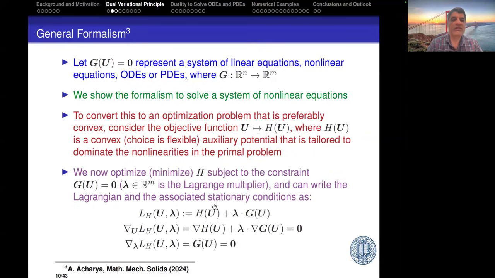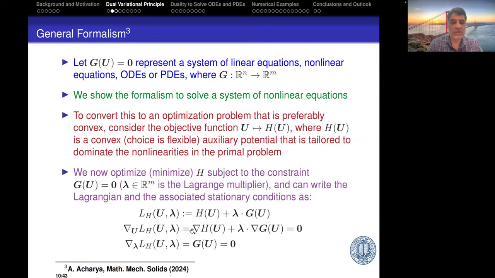And therefore, you can write what is called the Lagrangian, and the associated stationary conditions, as the following. L of h, because it depends on h, is h plus lambda dotted with g of u. This is a standard approach for solving with Lagrange multipliers. Constrained minimization is essentially solved like this. So you form this, and then you say, okay, what are my stationary conditions? The first stationary condition is that the gradient of this with respect to u must be 0. So that's gradient of h plus lambda dotted with gradient of g should be 0.